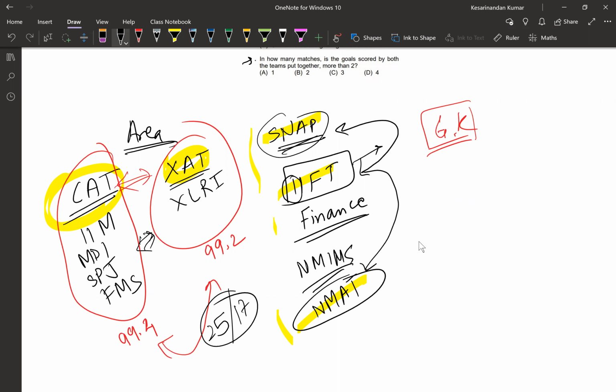The only thing is in the GK part for IIFT and SNAP, they have sectional cutoffs. IIFT is quite notorious for that because, in the last 2-3 years, the DI and LR cutoffs have been, DI is different, LR is different for them, not like CAT. Their cutoffs have been as low as 1, 2, or sometimes in decimals. Even if you just attempt a question and you get it right, you will clear the cutoff. It's as low as that.